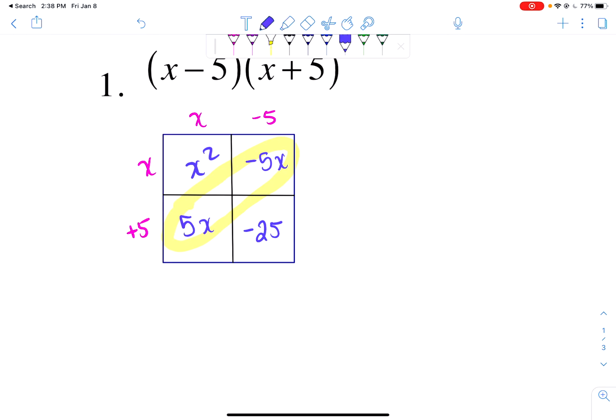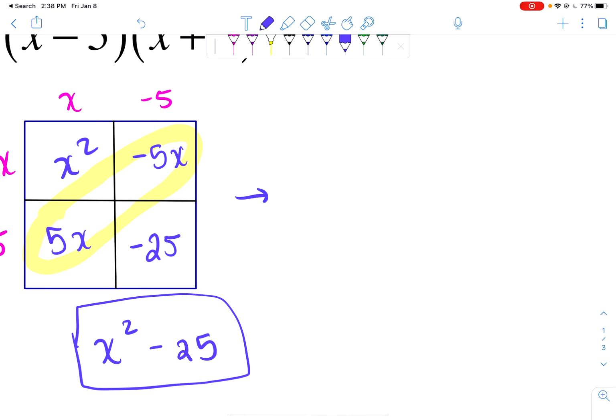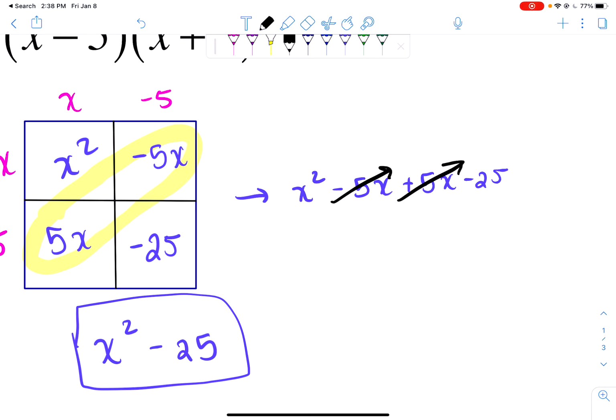And if we look, we get x squared. 5x minus 5x is 0x, but we don't write 0x, we write nothing. So in a way, these cancel each other out, and then I just write my minus 25. If you remember in the box method lesson, I said we can rewrite everything. So x squared minus 5x plus 5x minus 25. And if you look, I see my cancellation here as well. Minus 5 and positive 5 cancel to make 0. So I would just get left with x squared minus 25.